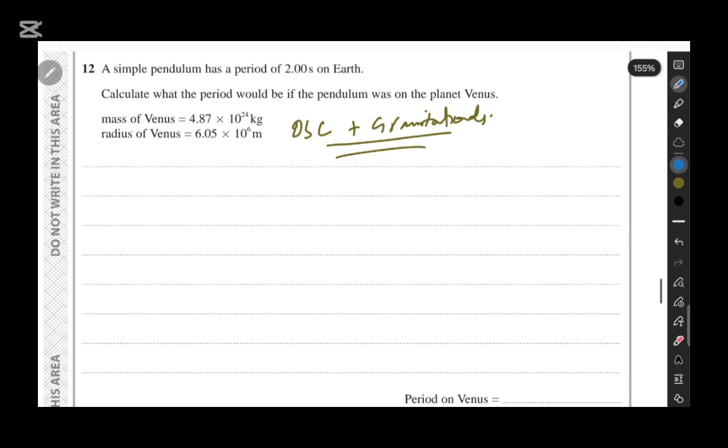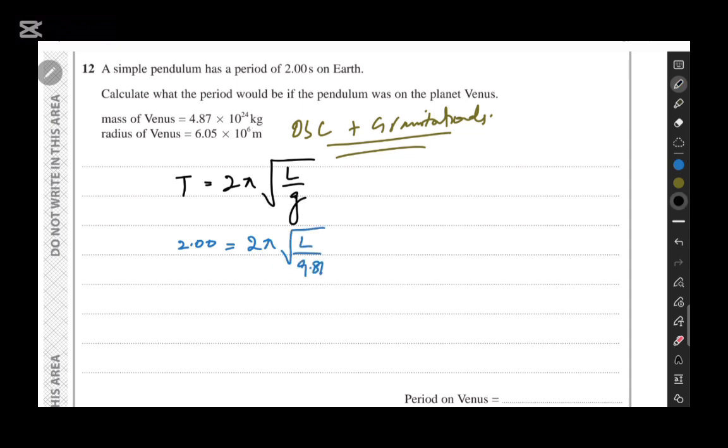It says a simple pendulum has a time period of 2 seconds on Earth. Calculate what the period would be if the pendulum was on the planet Venus. So what we have to do here is T is equal to 2 pi square root L over g, and what I need is the value of L here. So I'm going to plug in 2 is equal to 2 pi square root L over 9.81, and then find the value for L. And the L value is going to be 0.9936 meters.